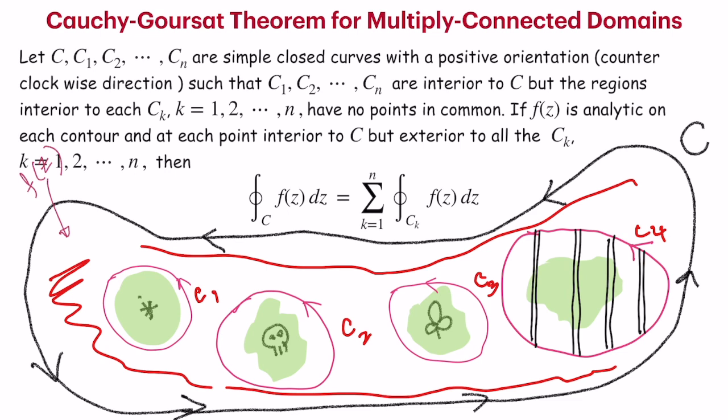Then the value of the contour integral of f(z) dz over the contour C is given by the sum, k going from 1 to n, of the integral over contour Ck of f(z) dz. So this is merely an extension of what we have done on deformation of contours, and it is applicable generally to n contours. We have to make sure that they don't overlap, and then we are done with it.